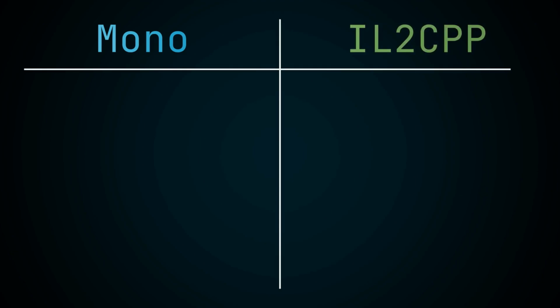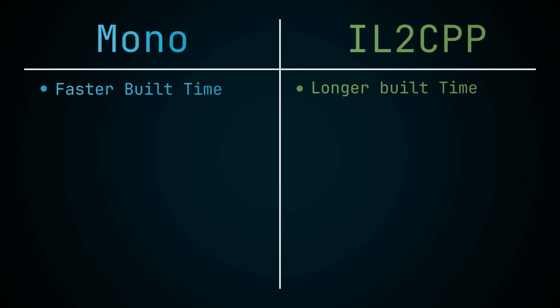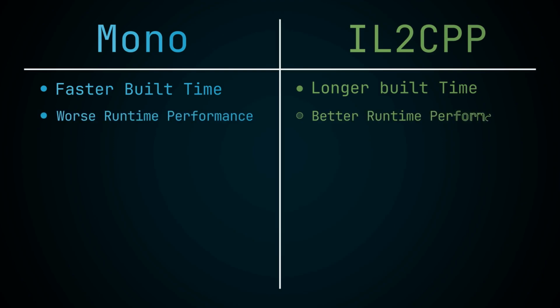Last but not least, when building a project, Unity asks you if you want to use Mono or IL2CPP. Most of the time you want to build it in Mono because the build time is faster. But on the final build that you publish, you can choose IL2CPP for a faster runtime performance.